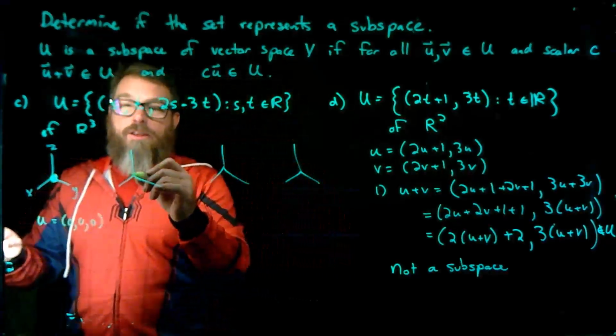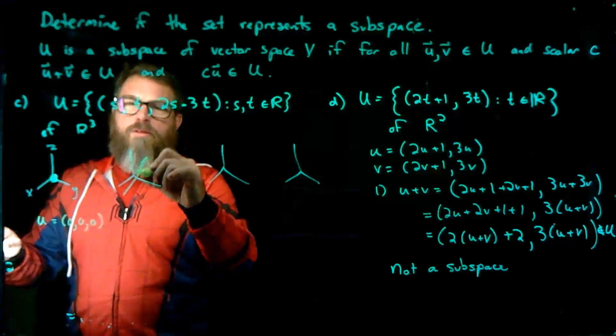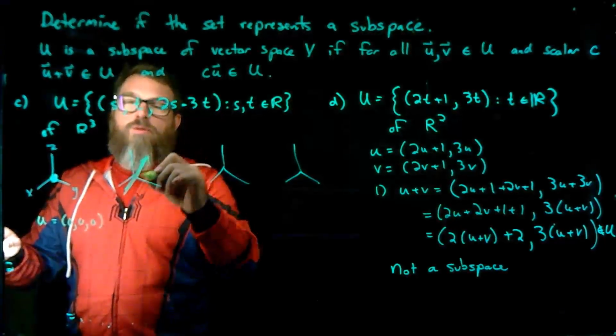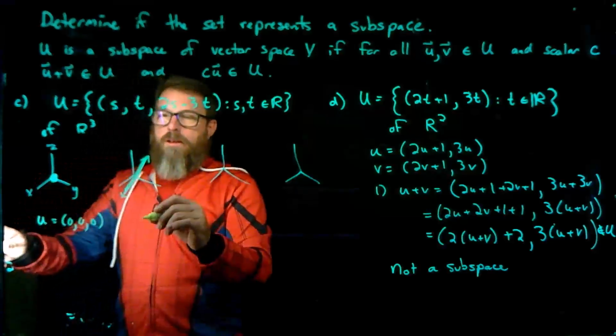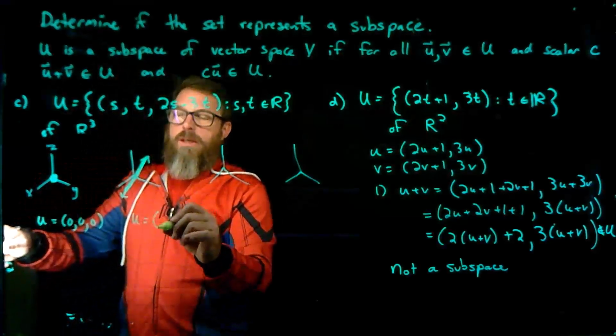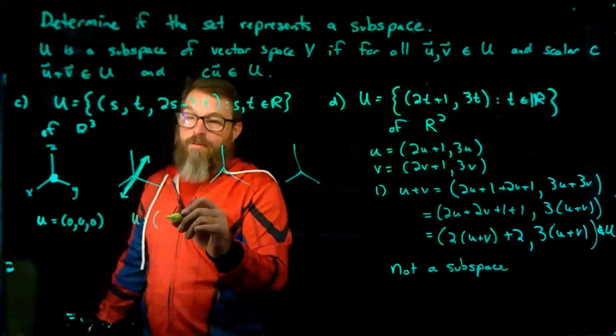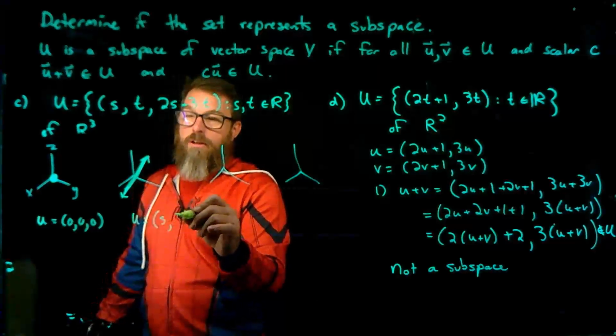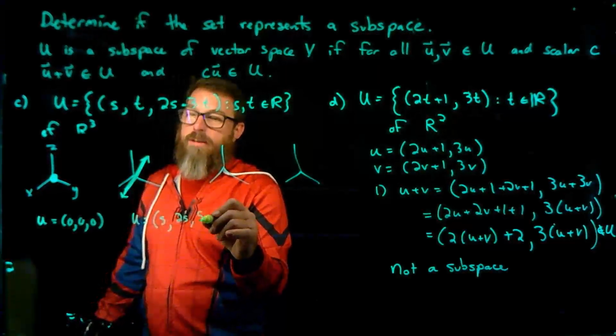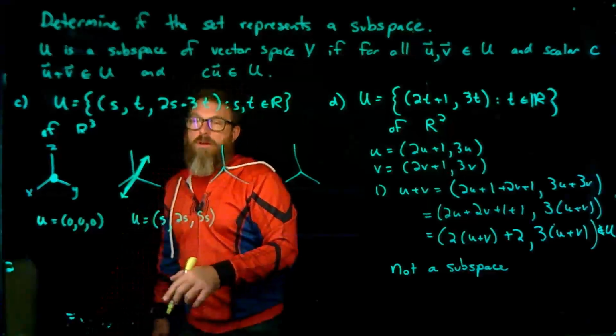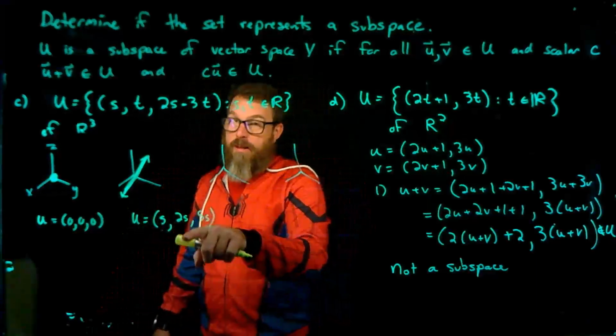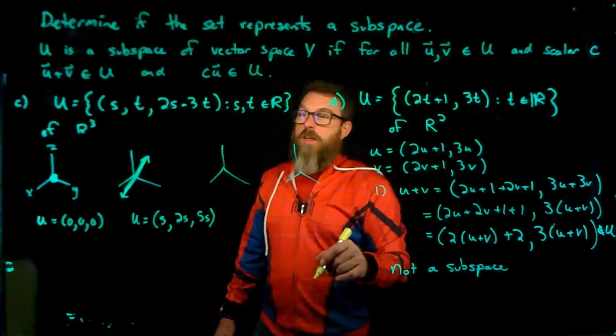If I have a line through the origin, let's try to make that happen. If I have a line that goes through the origin, it just has to be of one dependent variable. So maybe S and 2S and then say 5S or something like that. That would be an example of a line going through the origin. I can guarantee that would be closed under addition and scalar multiplication.